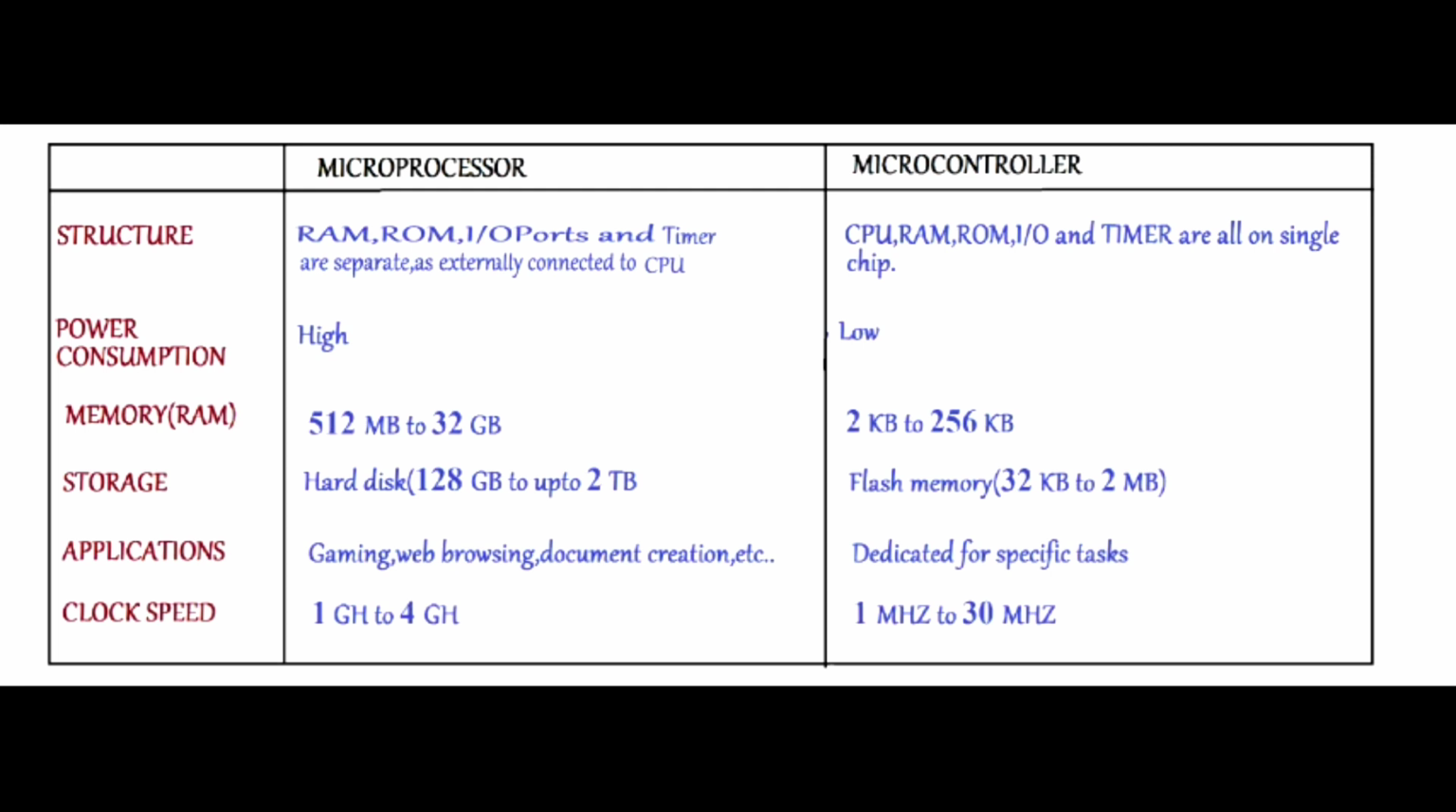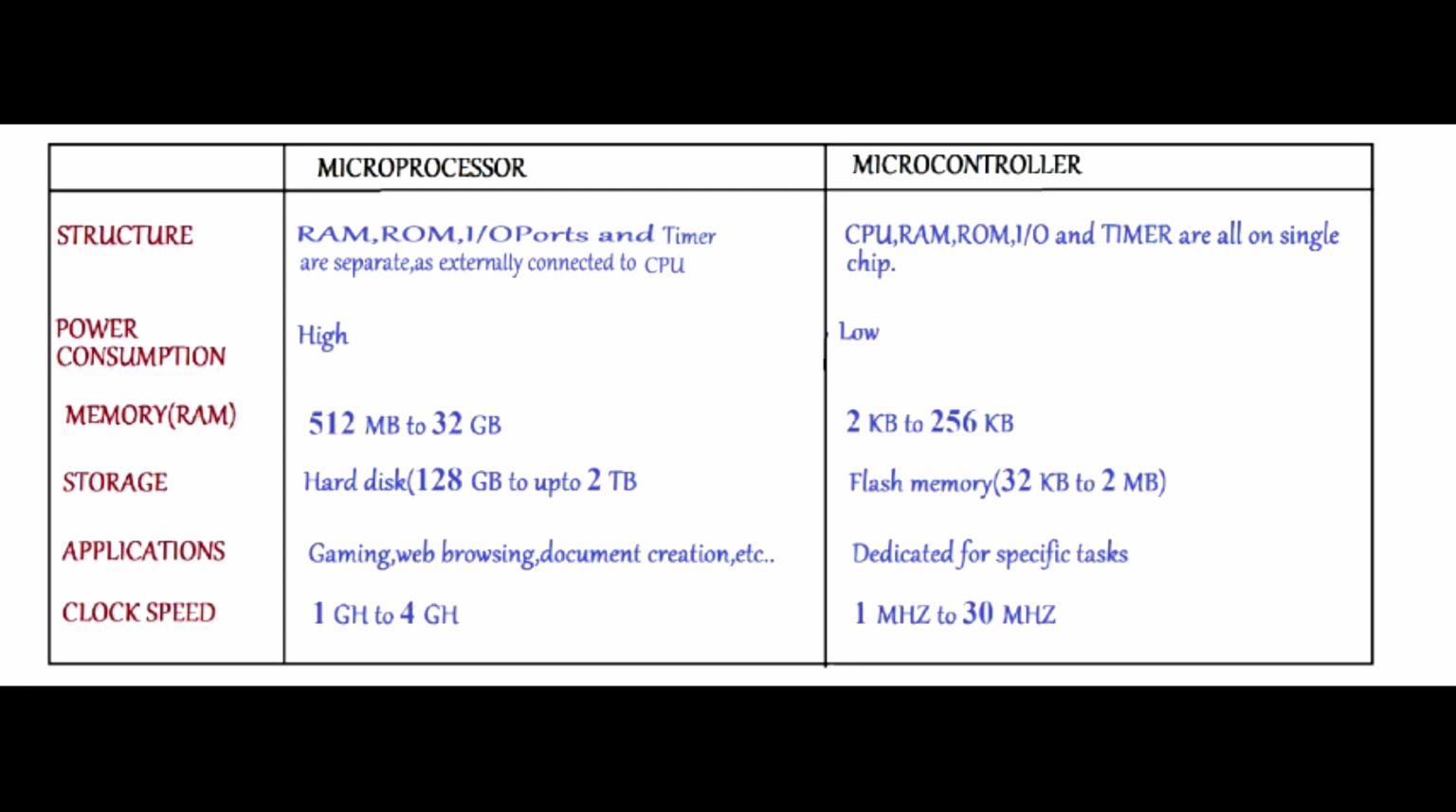Microprocessor and microcontroller also differ from each other on the basis of processing power and memory. According to the clock speed, a microprocessor has a clock speed of 1 GHz to 4 GHz, whereas a microcontroller has 1 MHz to 30 MHz. And if we talk about memory, let's start with the RAM. In a microprocessor, it starts from 512 MB to 32 GB, whereas in a microcontroller, it is 2 KB to 256 KB only.